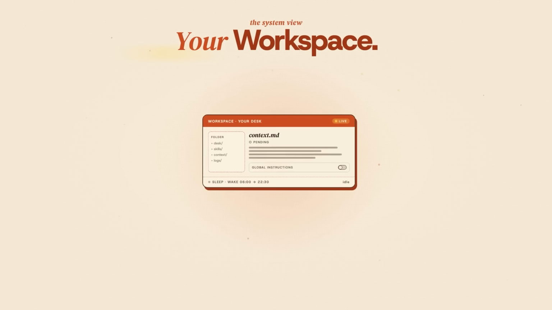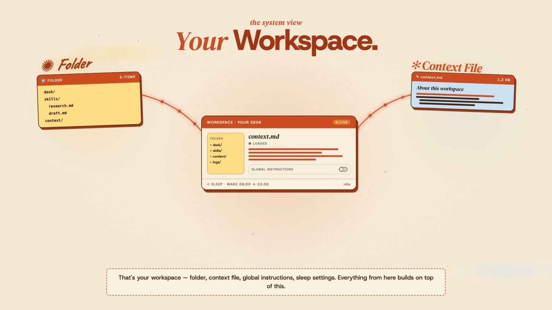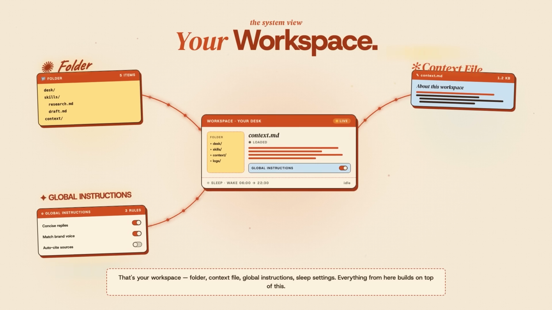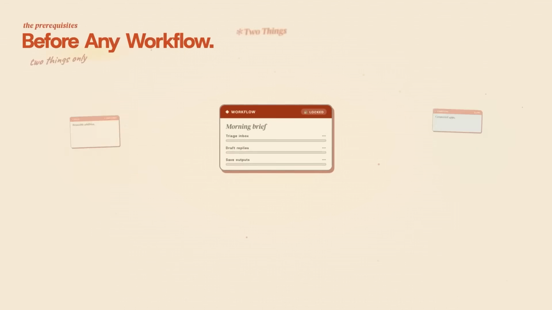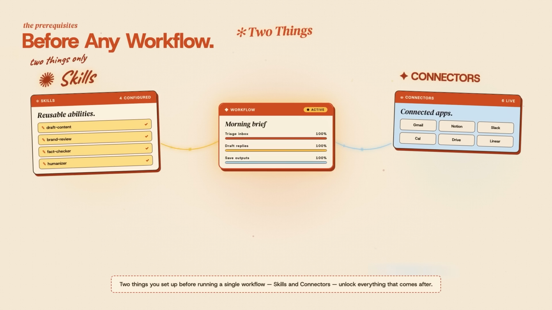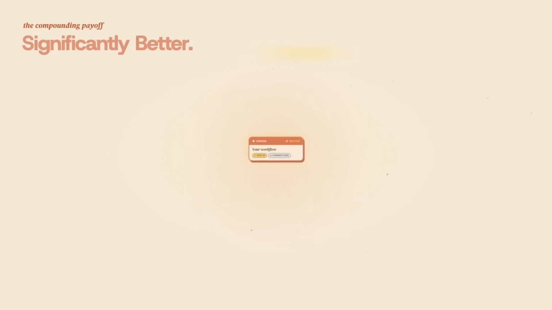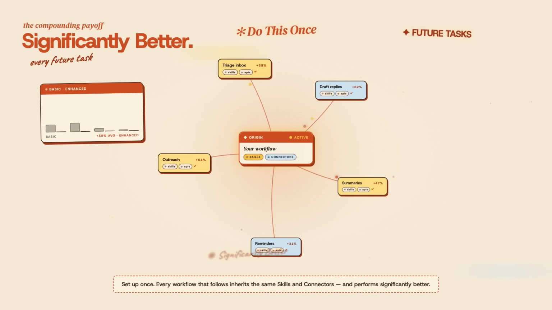Now that's your workspace. The folder, the context file, the global instructions, the sleep settings, everything from here builds on top of this. Now, let's get into the skills and connectors. There are 2 things that you need to set up before you run a single workflow. That is the skills and connectors. Do these once and every future task gets significantly better.